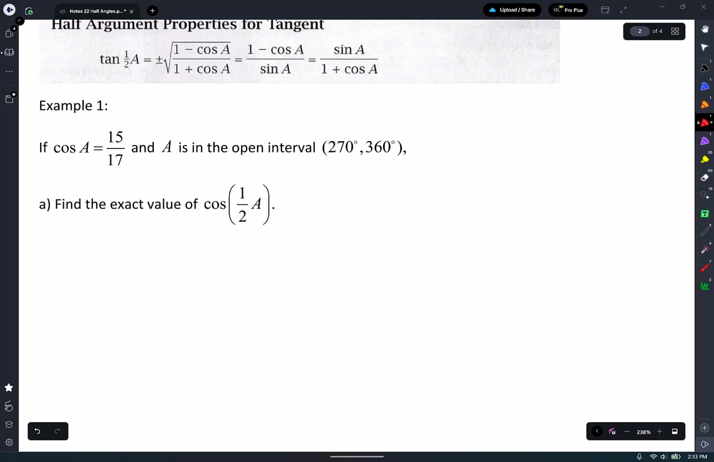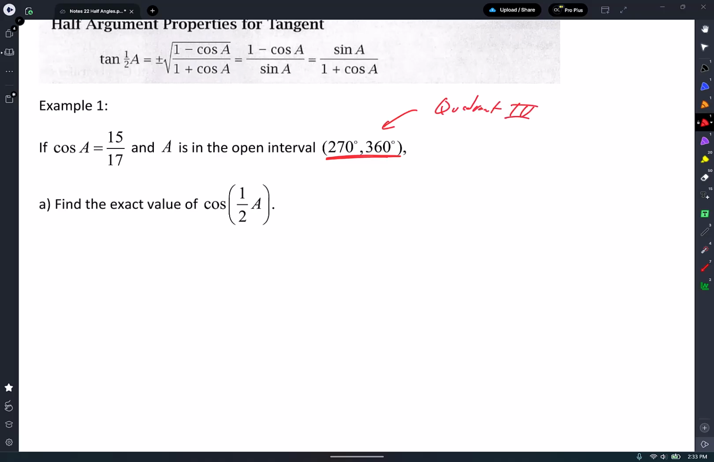How do you use them? All right, here it is. Here's how you use them. You guys ready? I see cosine A equals 15 over 17, and A is on the interval between 270 and 360. That is quadrant 4. Find the exact value of cosine half A.